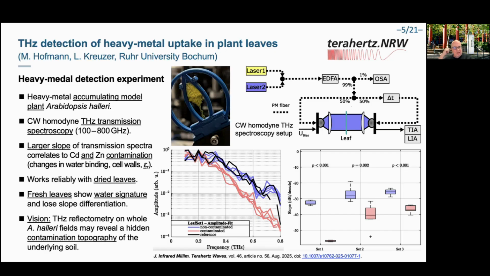Just to draw a very speculative vision, and this is not part of the research, this is my own idea in a certain sense: if we would succeed to look at fresh leaves, and even using a more challenging measurement setup in the reflectometry, that would mean that the reflectometry on a whole field of such plants might reveal a hidden contamination topography of the underlying soil, because these plants are actually mapping the soil contamination into their extremities, namely into the leaves, and a hovering drone could probably also reveal this sort of contamination landscape.